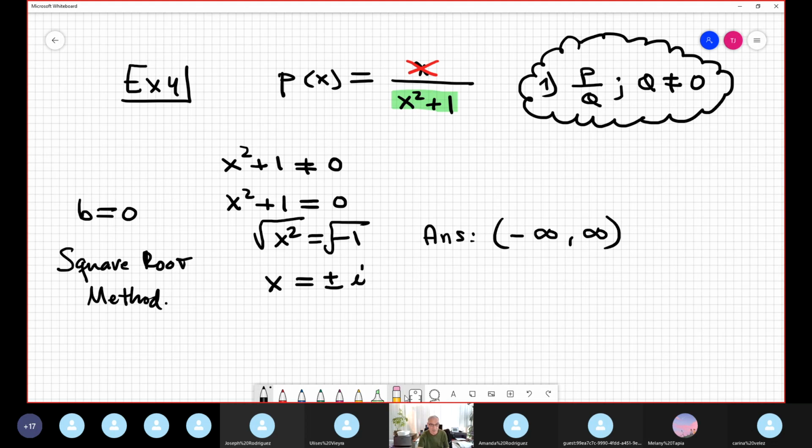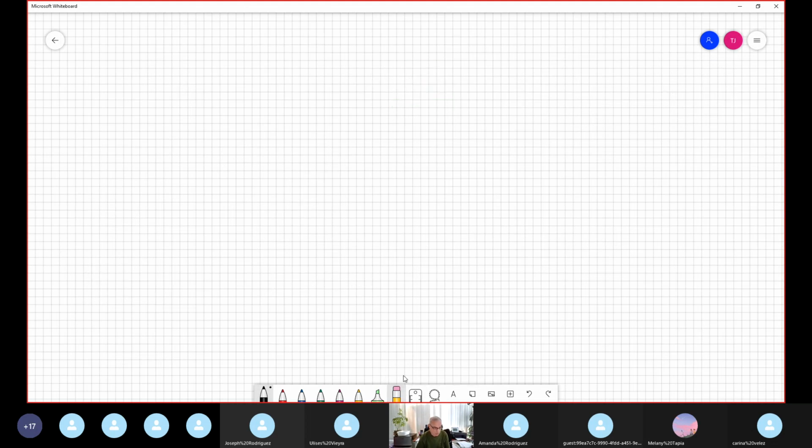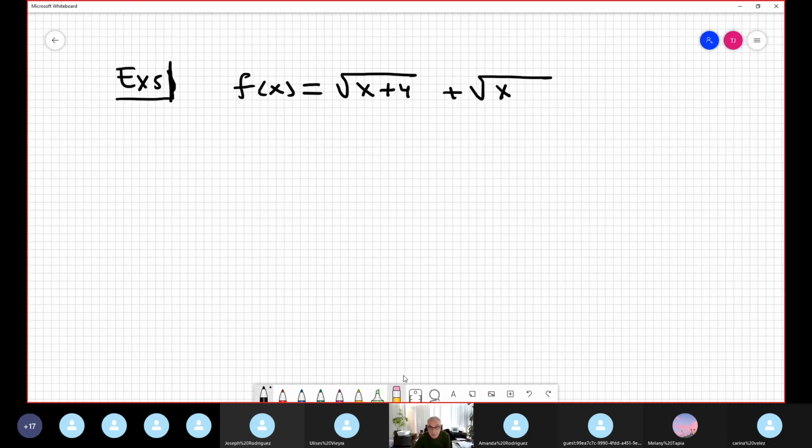Okay, let me complicate a little bit more. When I complicate, it's because I want to apply combinations. What does combination mean? Well, combination example five is, suppose that we have a function. This function is called f of x again. It is square root of x plus 4, plus square root of x minus 5. Our function is a combination of two radicals. If you have two radicals, we have two restrictions.